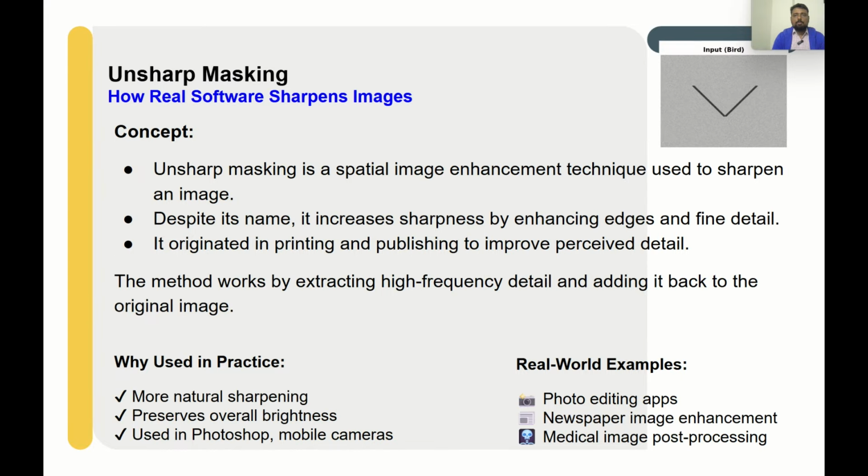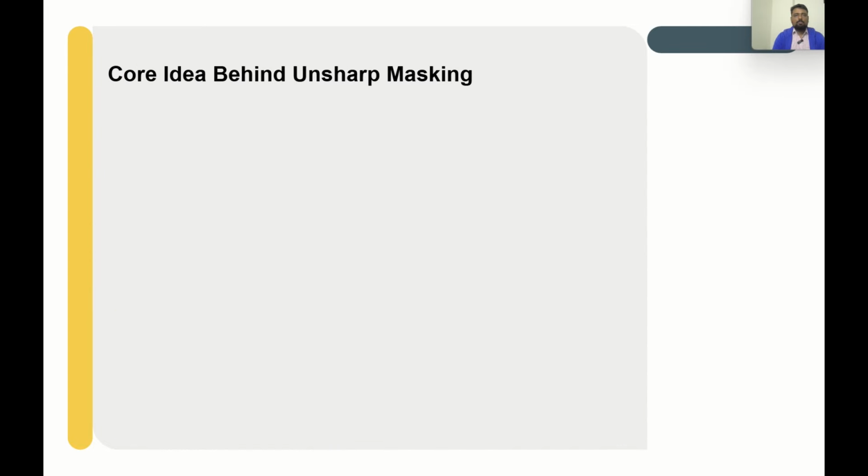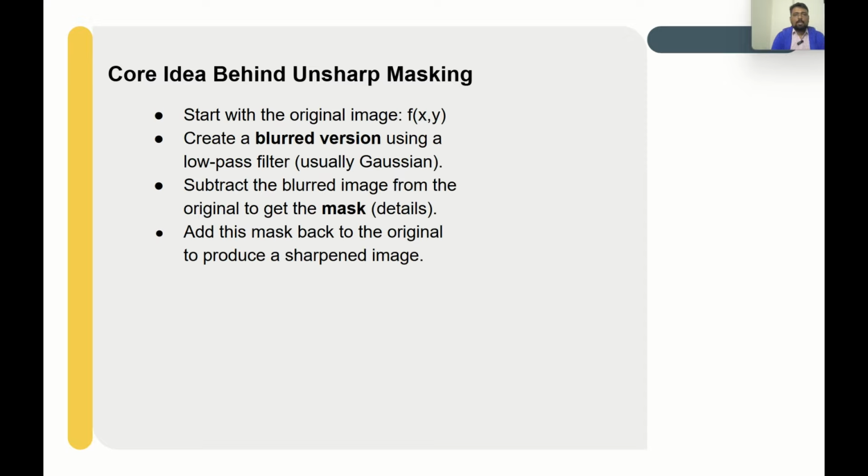So unsharp masking will give you better results. The core idea we should understand: first, we have to take the input image. Then we create a blurred version using a low pass filter, generally a Gaussian. Then subtract the blurred image from the original to get the mask, and add this mask back to the original to produce a sharpened image.